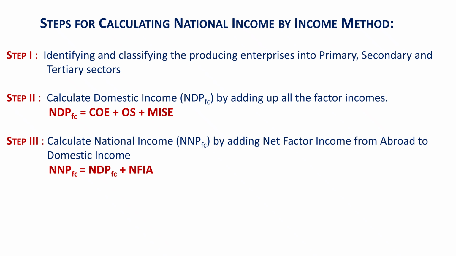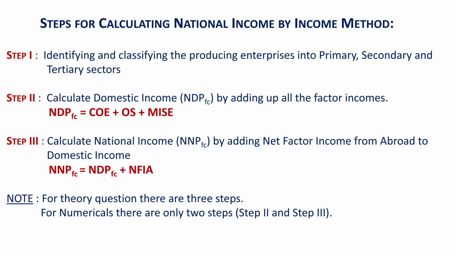In step 3, we calculate national income or net national product at factor cost by adding net factor income from abroad to domestic income. So NNPFC is equal to NDPFC plus NFIA. Note that when you get a theory question on the steps for calculating national income by income method, we have 3 steps, but for numericals, you have to remember only 2 steps, step 2 and step 3.